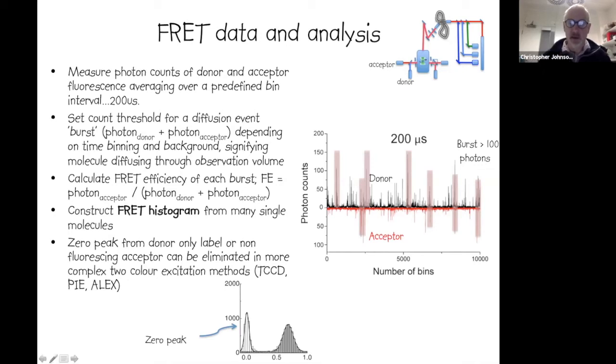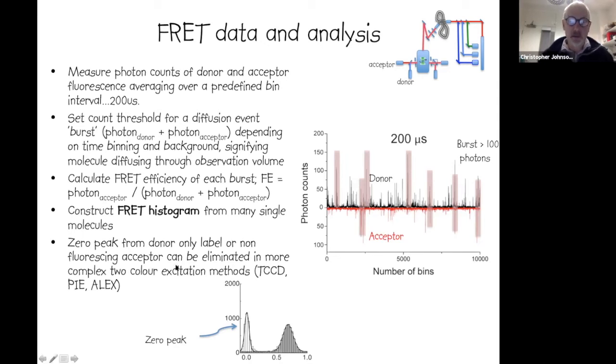This might look something like this histogram at the bottom, and you'll see here that we have something known as the zero peak. The zero peak could come from a donor-only labeled molecule that passes through the observation volume. That obviously gives a big burst in the donor fluorescence emission. Or it could be that we have molecules where the acceptor is not fluorescing, or is in some way photobleached or damaged.